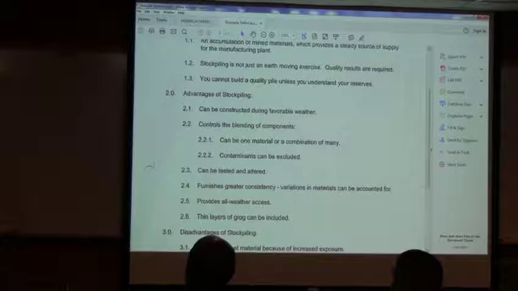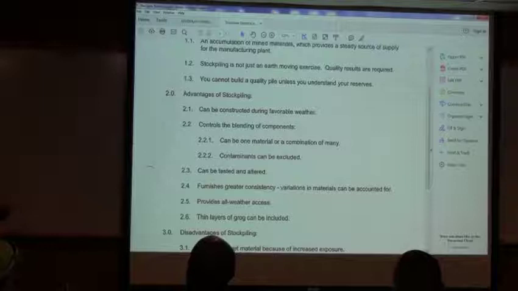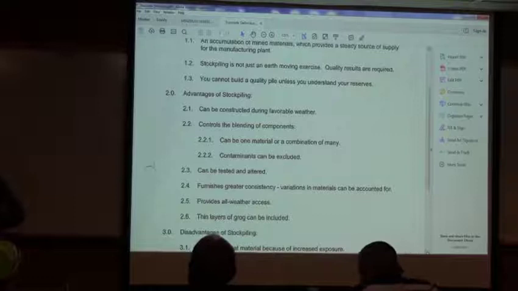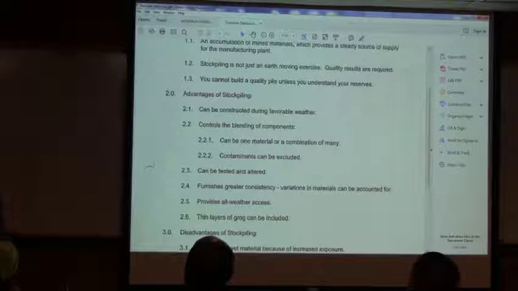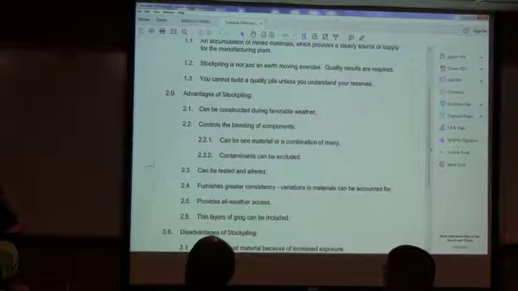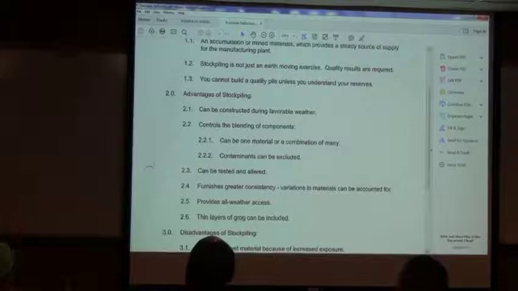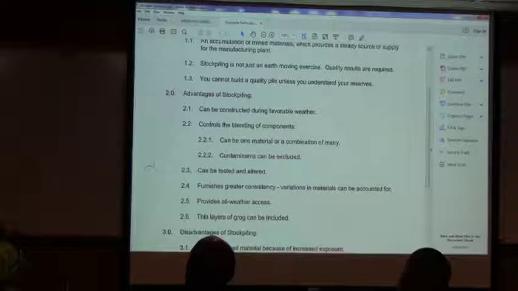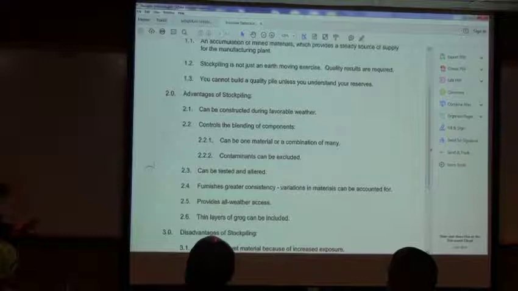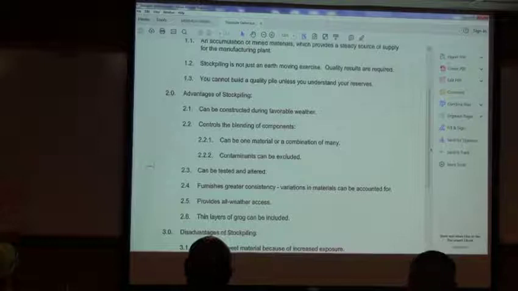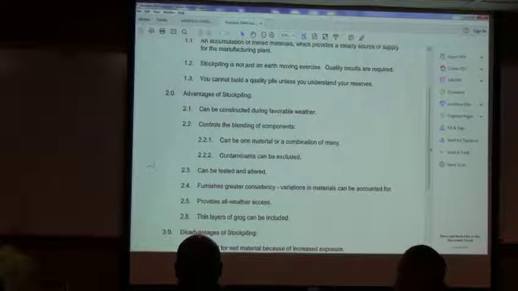But it controls the blending of components. And that's true. Just like I was talking about James and them, they do a 70-30 mix out there on their stockpiles. Sometimes the mining guys, they don't get dizzy. Their stockpiles out there are really nice, aren't they, James? You're sucking up now. But now they are close. I have gone to some where it's supposed to be 3.5, 1.5, or 3 and 2, and they're nowhere near what they're supposed to be. So spacing is really important, so you can control what goes in them. It can be one material or a combination of many.